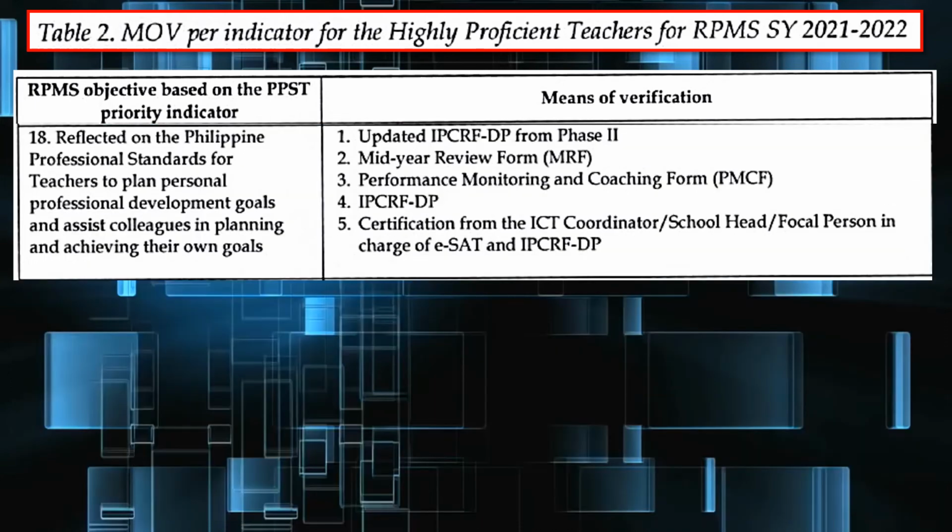For objective number 18, reflected on the Philippine professional standards for teachers to plan personal professional development goals and assist colleagues in planning and achieving their own goals. MOVs ay yung updated IPCRF and DP from phase 2 of the cycle. Number 2, the mid-year review form. Number 3, the performance monitoring and coaching form. Number 4, the IPCRF DP. And number 5, the certification from the ICT coordinator or the school head or the focal person in charge of the electronic self-assessment tool and IPCRF DP.